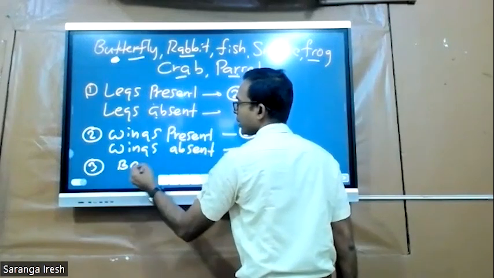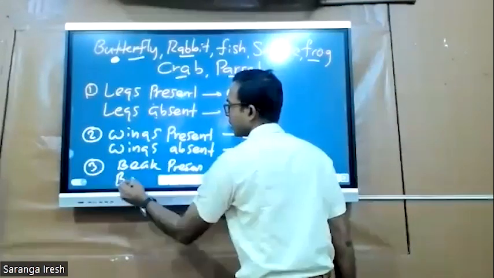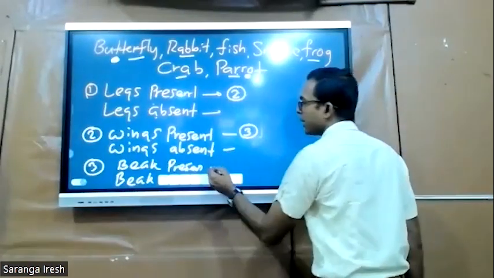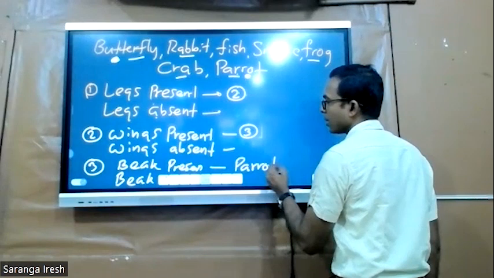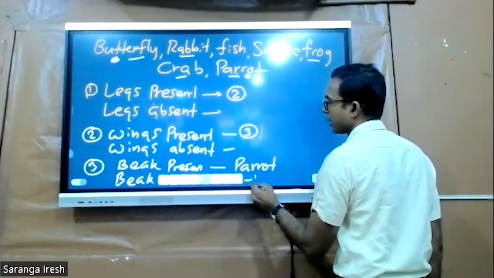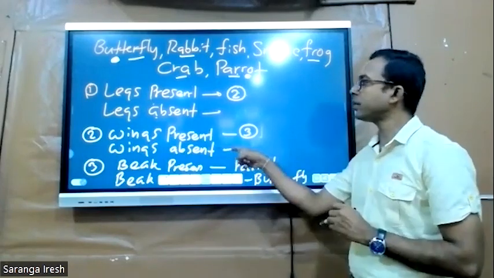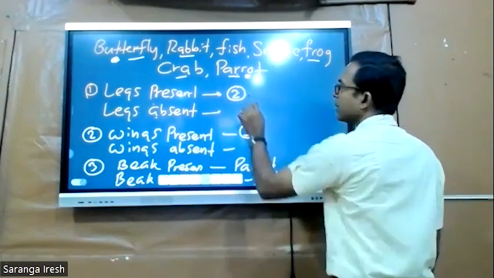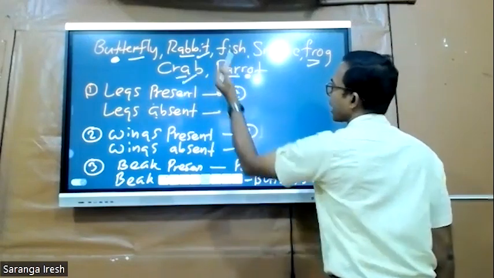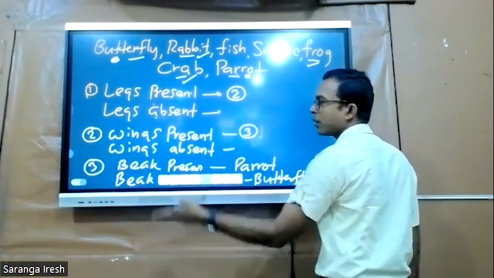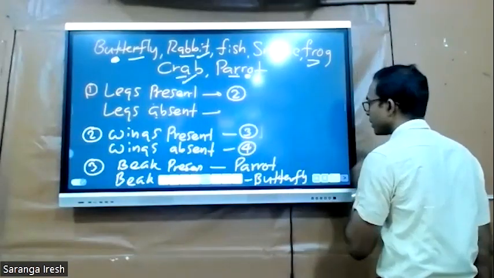Then beak present, beak absent. Beak present is parrot. Beak absent is butterfly. But wings absent, I know, are rabbit, frog, and crab. What is the number I am going to classify them? Number 4. Number 4 is where I am going to classify them.